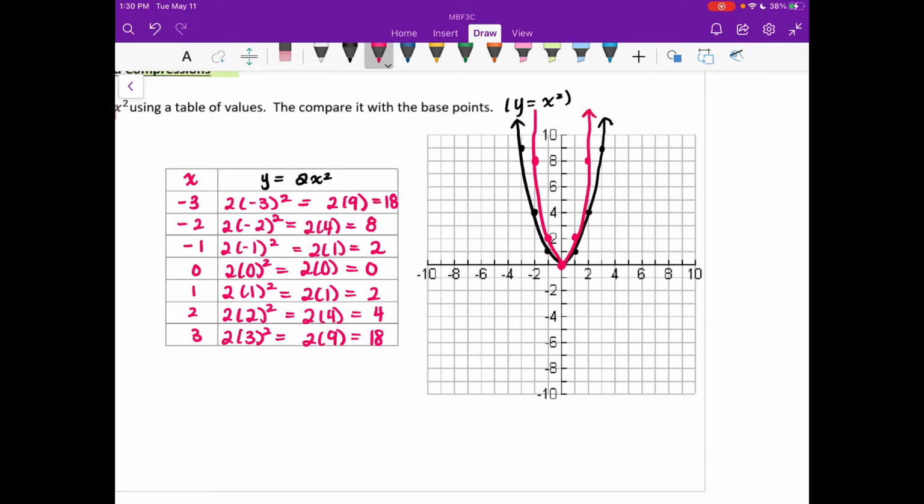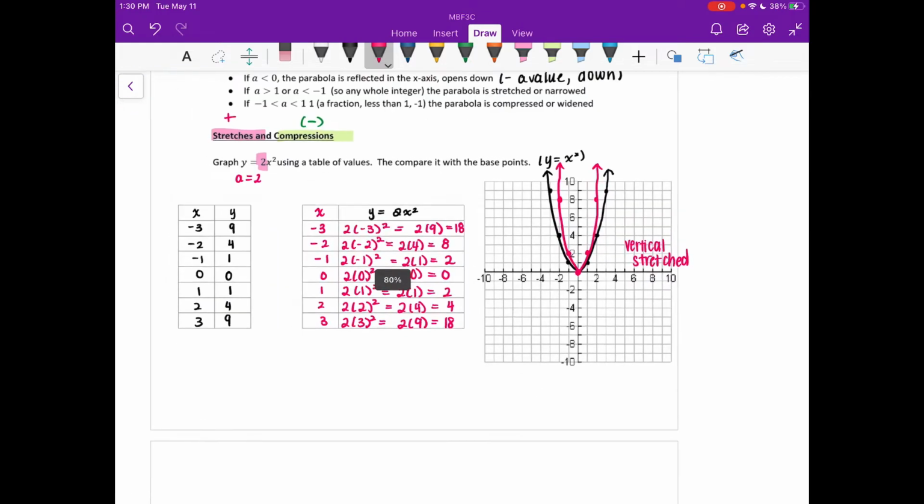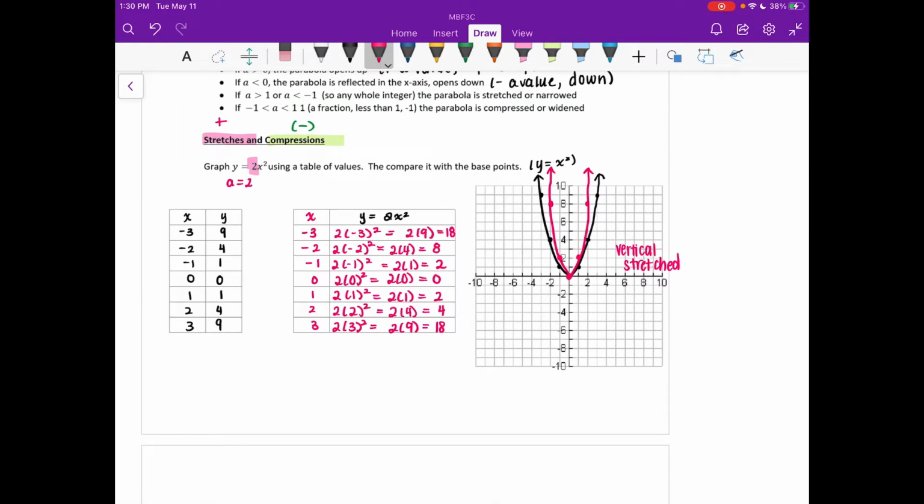And you'll notice that it kind of looks like we stretched it out on the axis and we pulled it up, so it looks kind of skinnier, right? This is what we call a vertical stretch, and that's because it's kind of thinned out. So it looks like we took the top and the bottom and we stretched them out along the y-axis.